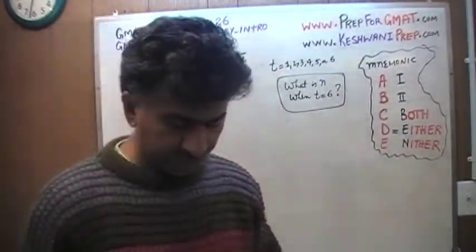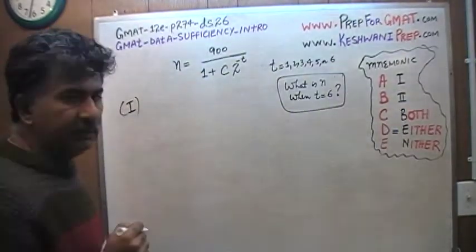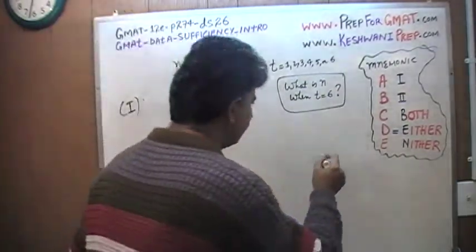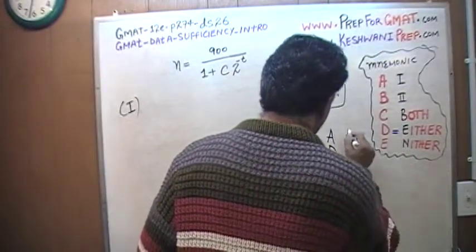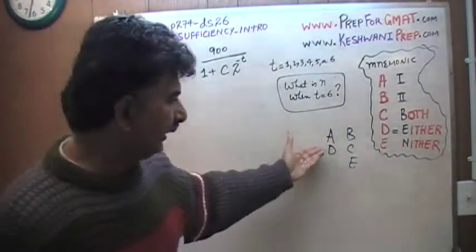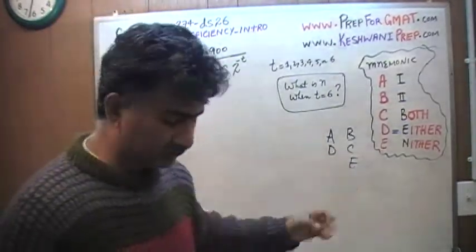So let's look at the first statement. Statement 1. Before we do any work at all, since this is a data sufficiency problem, the very first thing we should do is write down on the side AD, BCE. Because the answer is going to be either out of this group or that group.